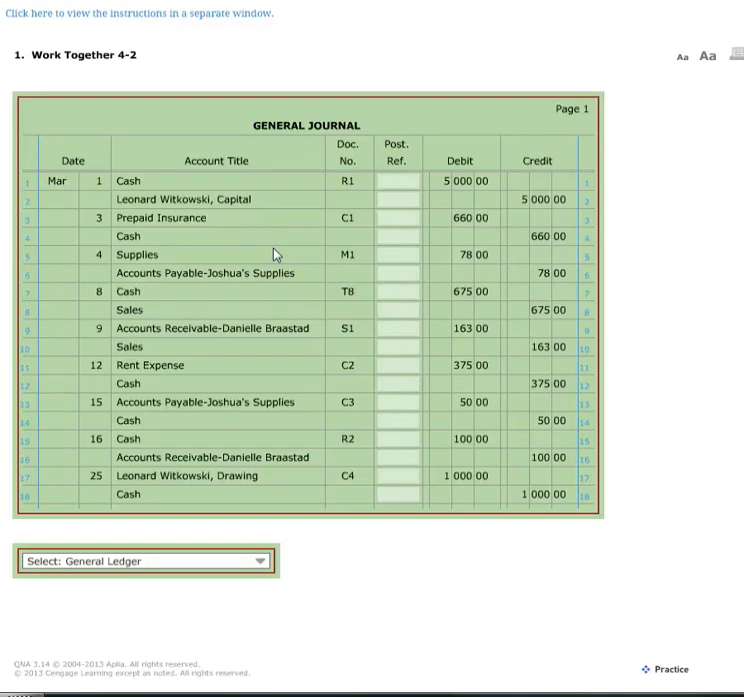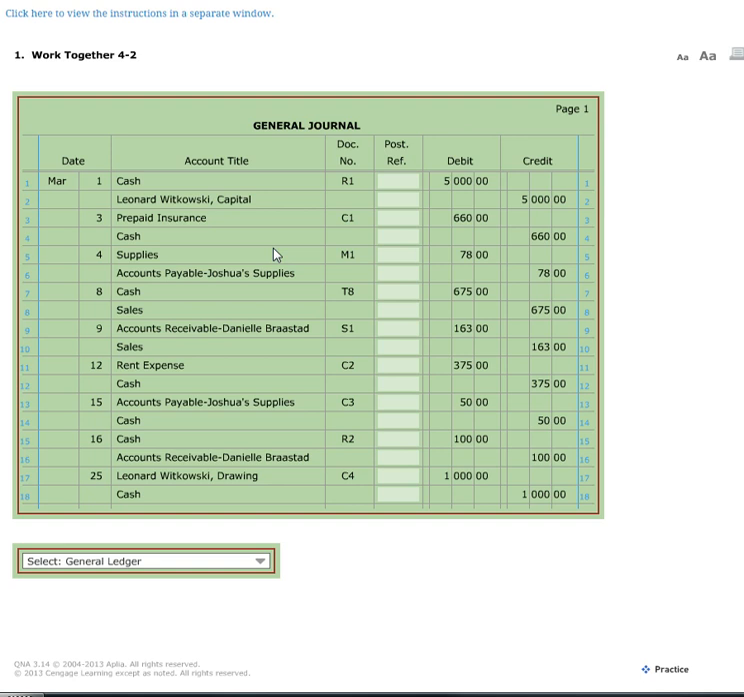All right, section 4.2. This is where we're going to actually post from a general journal to a general ledger. This is on page 96 in your book. And what it's showing you is a general journal and how you're going to take that first entry, cash, and post it to the general ledger account cash.